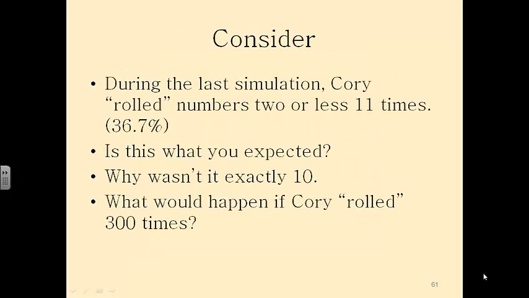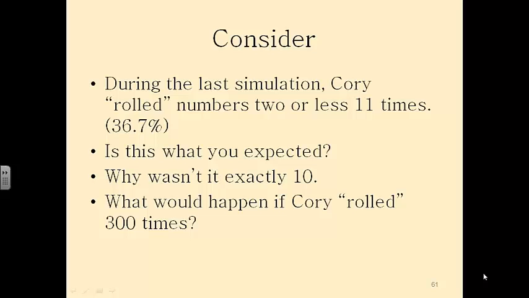So during the last simulation, Corey rolled, he didn't actually roll it, we used a calculator to simulate it, numbers 2 or less 11 times, which worked out to 36.7%. Is this what you expected? Well, we know hypothetically that a 2 or less, a 2 or a 1, should occur 33% of the time because it's 1/3 of the die. So it's not quite what we expected, but it's pretty close. So why wasn't it exactly 10? Because we didn't roll it enough times. 30 times is not very many, and remember that in the short term, we don't know what's going to happen predictably. But in the long term, we would expect 33%.